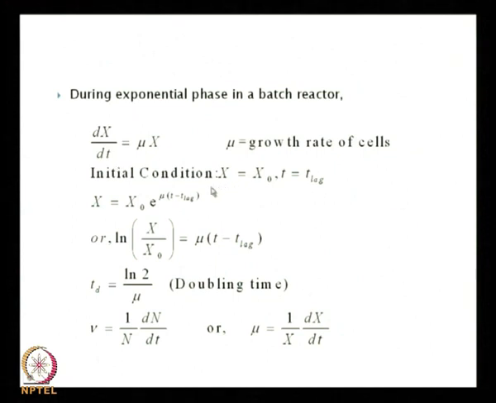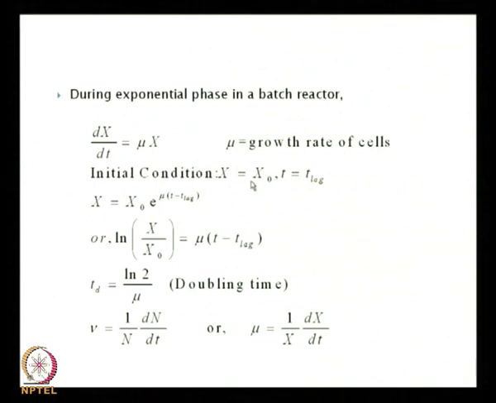So, that is why it is linearly dependent, and you can integrate it like we have done over here before. After integration you get x equals x naught e to the power mu (t minus t lag). Why t lag? Because you assume that up to the time t equals t lag there is no cell growth. So, x equals x naught, the initial concentration of the cell that you have started.